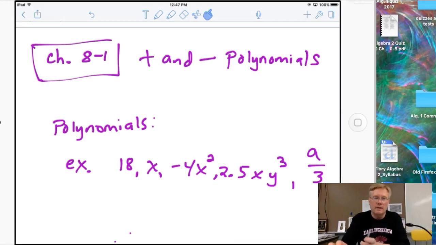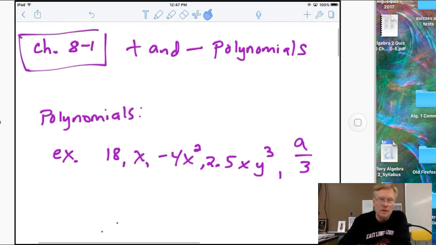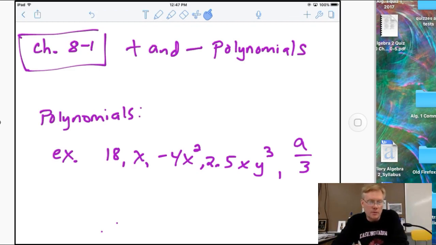Today I'm going to be looking at polynomials, adding and subtracting in particular, as well as how to identify them. So let me start with this. Here's a couple of examples of basic polynomials. The first one would be like a regular number, 18.